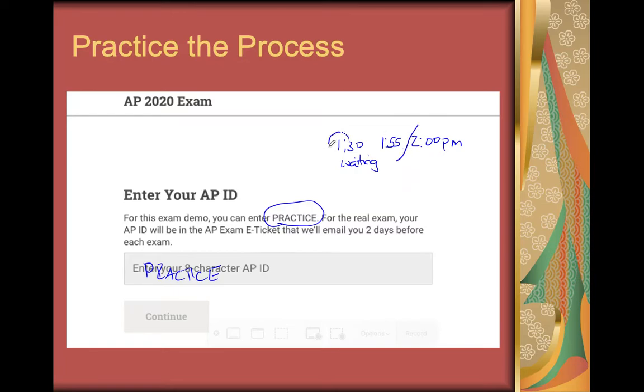So it is advised that you use your e-ticket and log in at 1:30 to give yourself half an hour in that waiting room, just in case anything goes wrong.